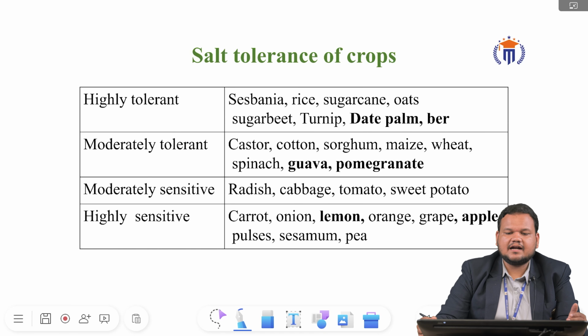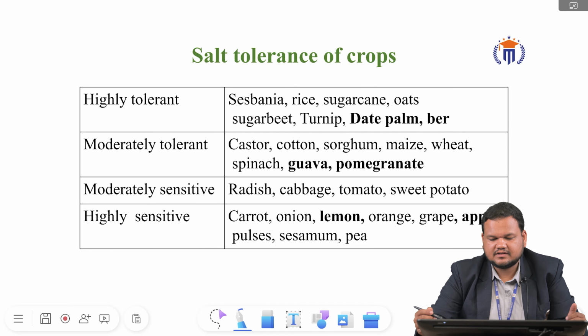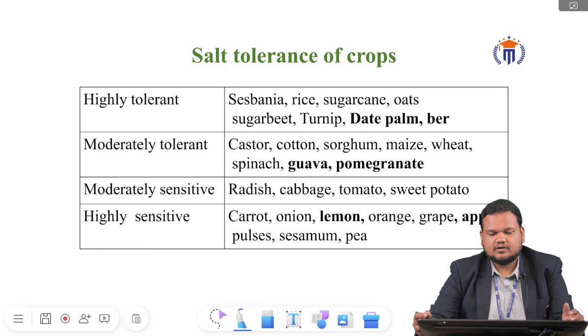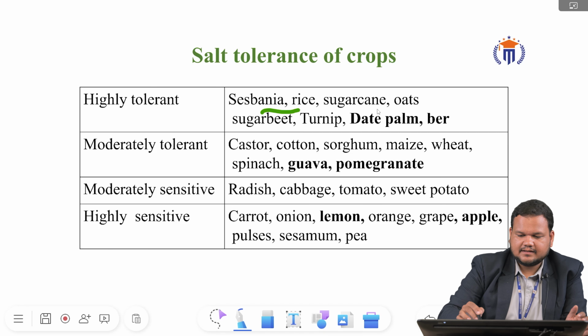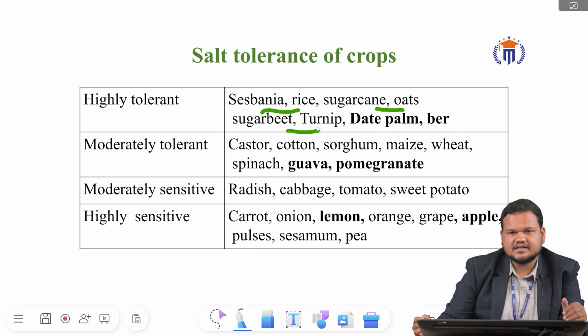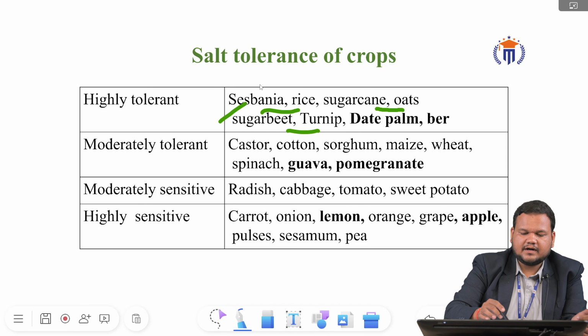Next, these are your salt tolerant crops. This is salinity tolerant crops. So you can see here sesbania, rice, sugarcane, oats, turnip. So these are very highly tolerant to your salt. Even in case of high salt concentration, we can be able to grow these particular crops.